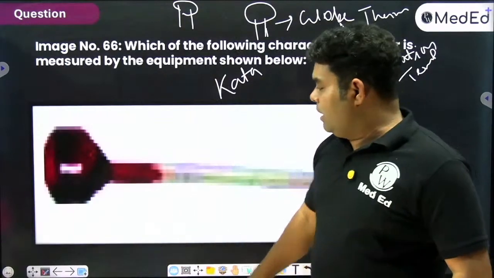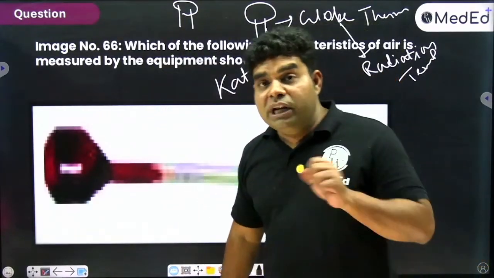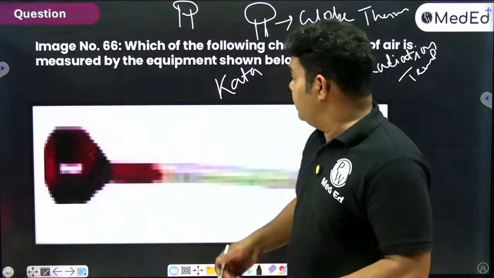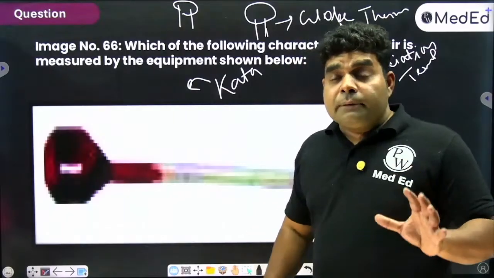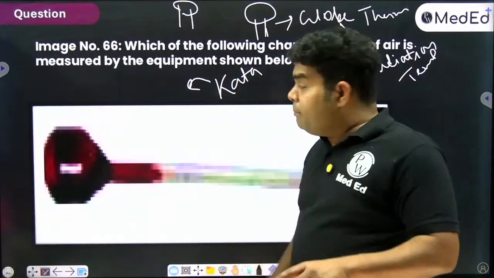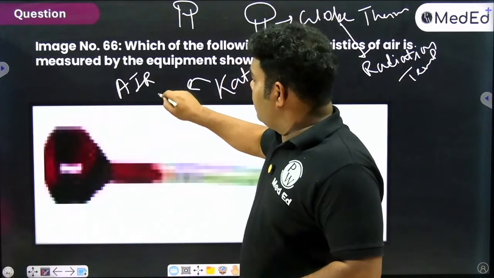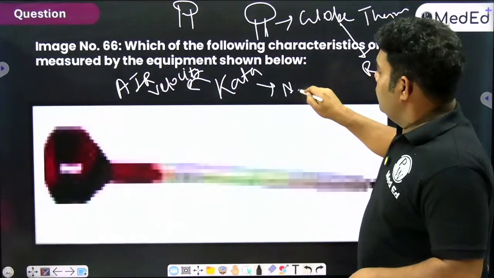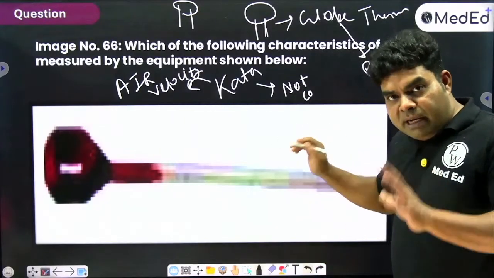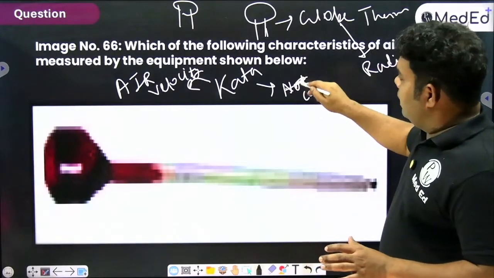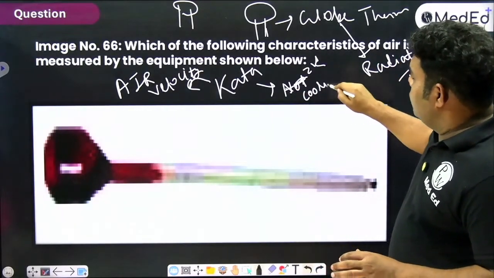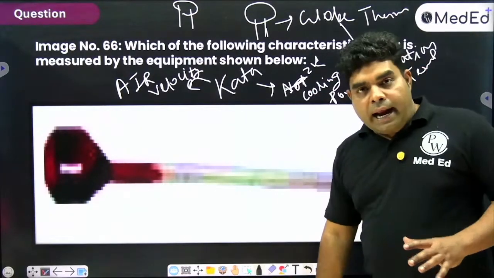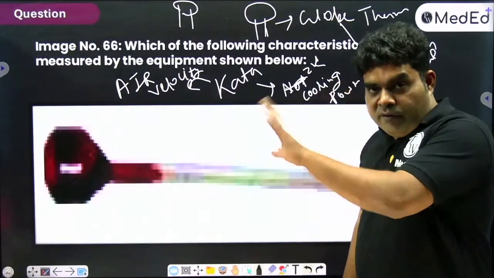And what does the kata thermometer measure? Kata thermometer measures 2 things, cooling power and air velocity. Now they can ask which one is more important for kata to measure. So Park has written that the kata thermometer is better for measuring air velocity. If air velocity and cooling power both are there, your answer should be air velocity, not cooling power. Cooling power it measures, but first choice is air velocity, second choice is cooling power. Okay, this is the second part. And better is air velocity.